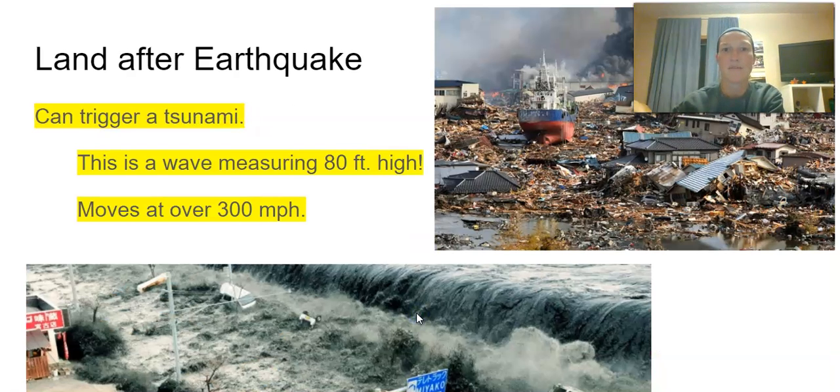All right, the land after the earthquake can even trigger a tsunami, especially if this happens underwater. So a tsunami is waves measuring up to 80 feet high, moves at over 300 miles per hour, super, super dangerous.